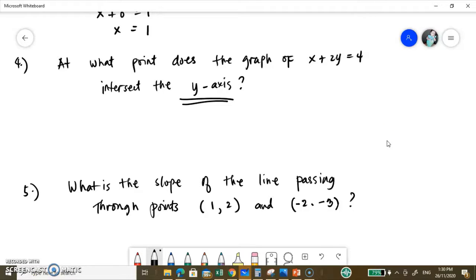So, na-rephrase lang yung problem na to, pero ang hinahanap pa rin dito is the y-intercept. Kasi magi-intersect sa y-axis eh. So, y-intercept pa rin hinahanap dito. Okay? Ibang form lang ng pagkakatanong. So, we're asked to find the y-intercept. Okay? Which, ang symbol natin for that is B.